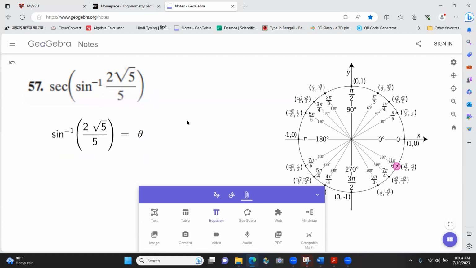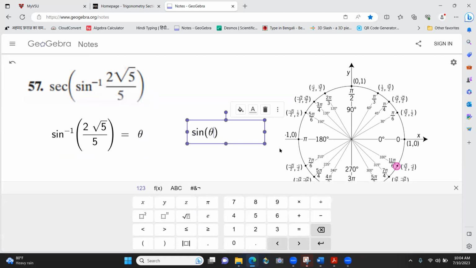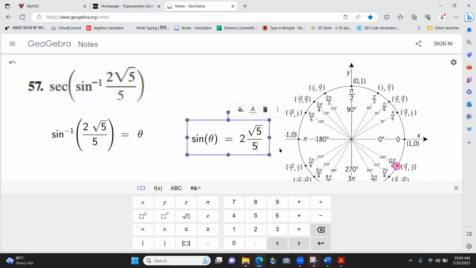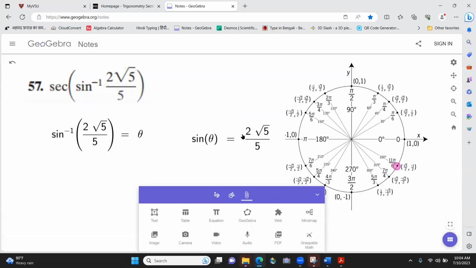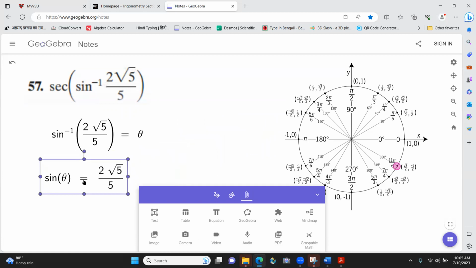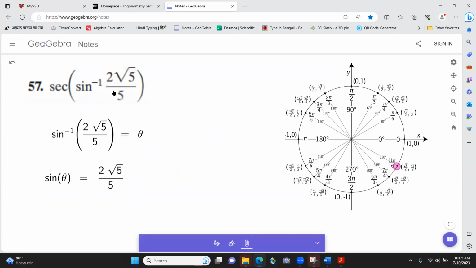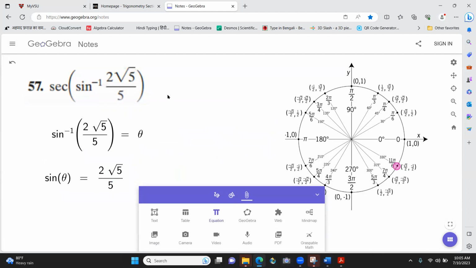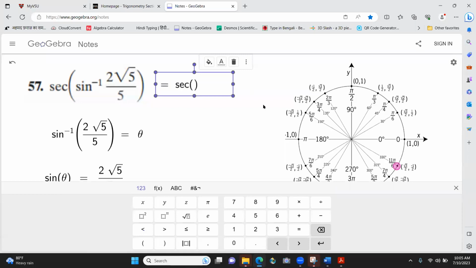easily say sine theta, by the definition of inverse function, is 2 square root of 5 over 5. I can say that. Of course, theta is in the right place. Okay? Now, what did this become? This whole inside is theta. This becomes secant theta. This automatically now turns out to be secant theta.